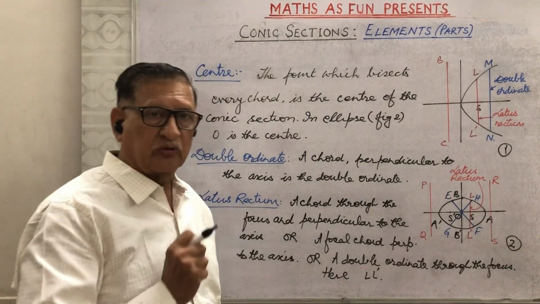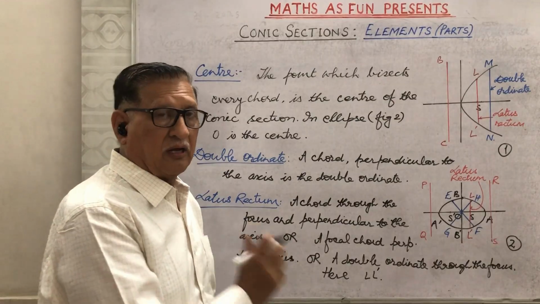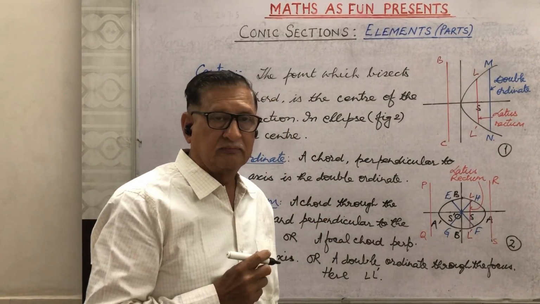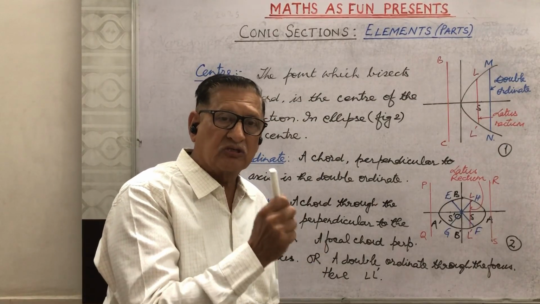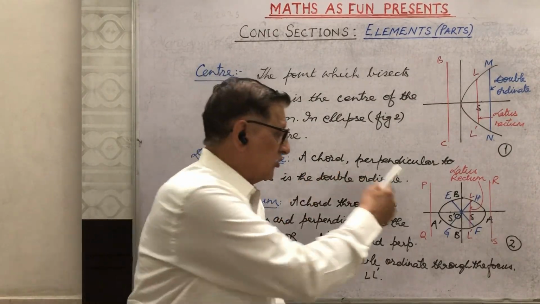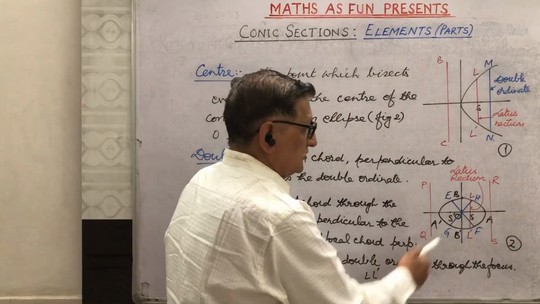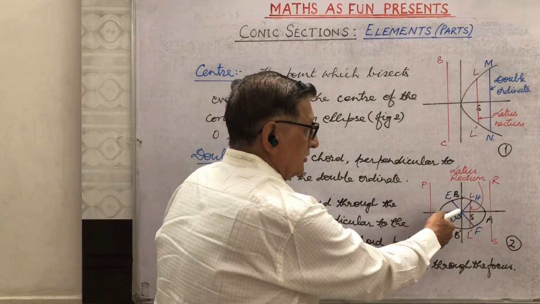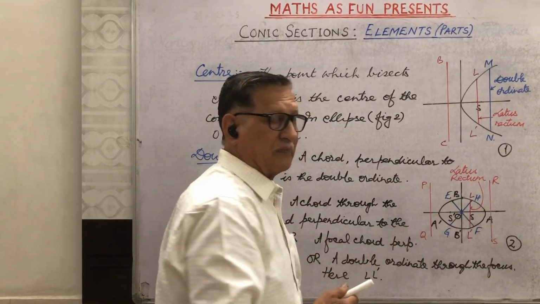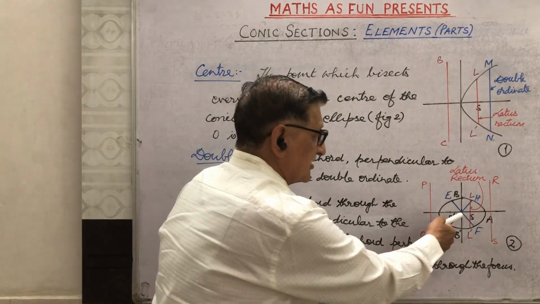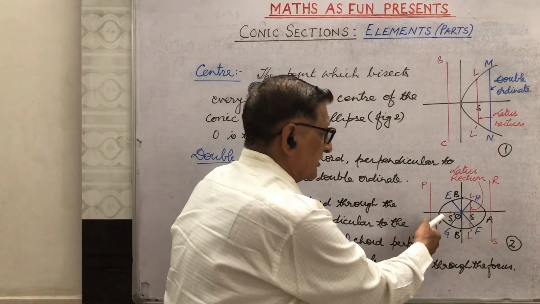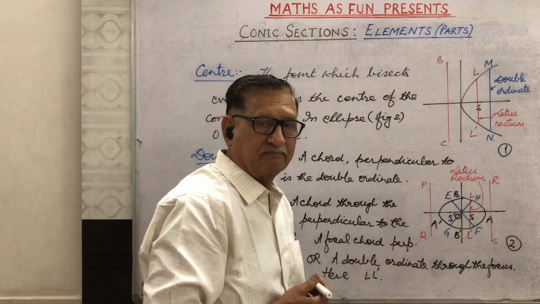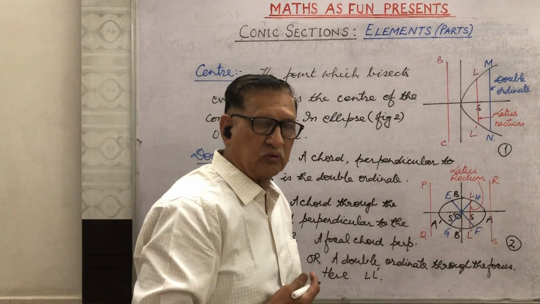Now the center of a conic section. What is it? A point which is bisecting every chord of a conic section is known as its center. Here you can see in this figure, GH and EF are two chords and the point O is bisecting them. So O is the center. Also it bisects A dash and B dash, which are known as its axes. That we'll be learning when we learn about the ellipse.